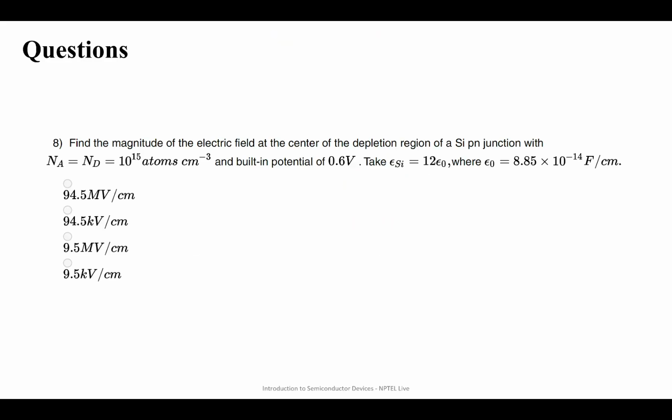Next question. Find the magnitude of the electric field at the center of the depletion region for a silicon PN junction with Na equals Nd equals 10^15 per centimeter cube and a built-in potential of 0.6 volts. Take epsilon Si equals 12 epsilon naught, where epsilon naught is 8.85 into 10 power minus 14 farad per centimeter. Options: 94.5 megavolt per centimeter, 94.5 kilovolt per centimeter, 9.5 megavolts per centimeter, 9.5 kilovolts per centimeter.